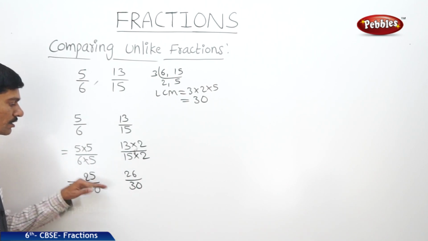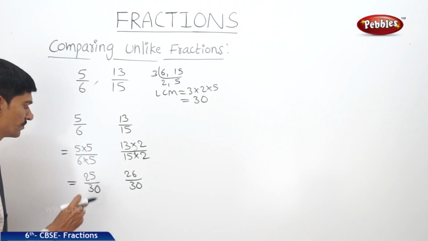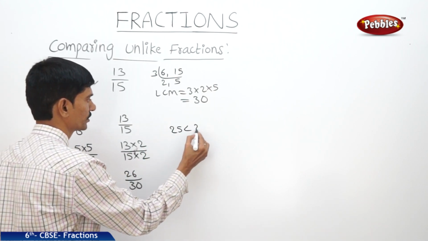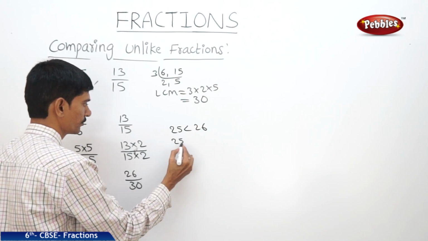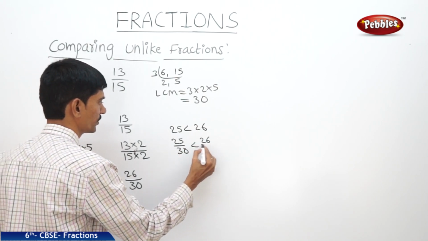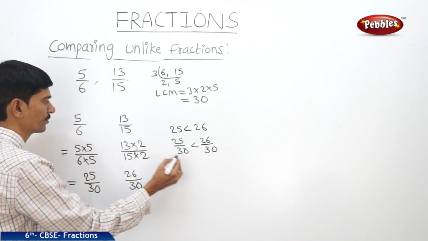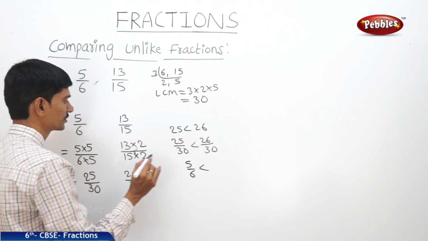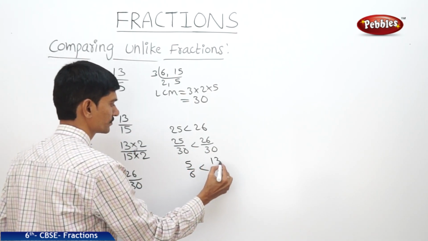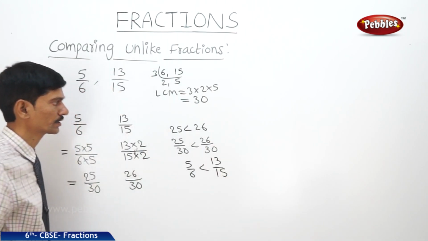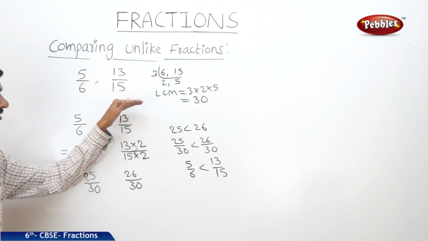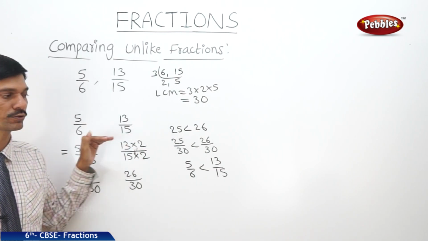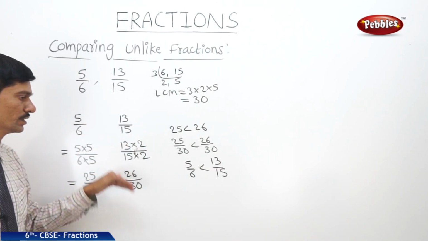So when the denominators are equal, then we can compare the numerators. So as we know that 25 is less than 26, then 25 by 30 is less than 26 by 30. So this implies 25 by 30, means 5 by 6, is less than 26 by 30, means 13 by 15. So in this way we can compare two fractions by finding the LCM of the denominators and making the two fractions like fractions. So we have to make the two fractions like fractions, means their denominators must be equal.